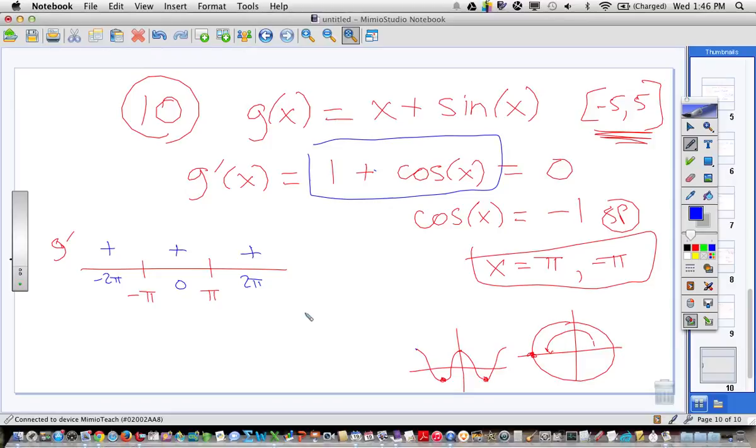Oh, duh. 1 plus cosine. Think about the cosine graph, and think if you shifted it up 1. Does it ever cross? It'll just touch, but it'll never cross. It'll be positive all the time. So the graph's always increasing except those places where it's flat.